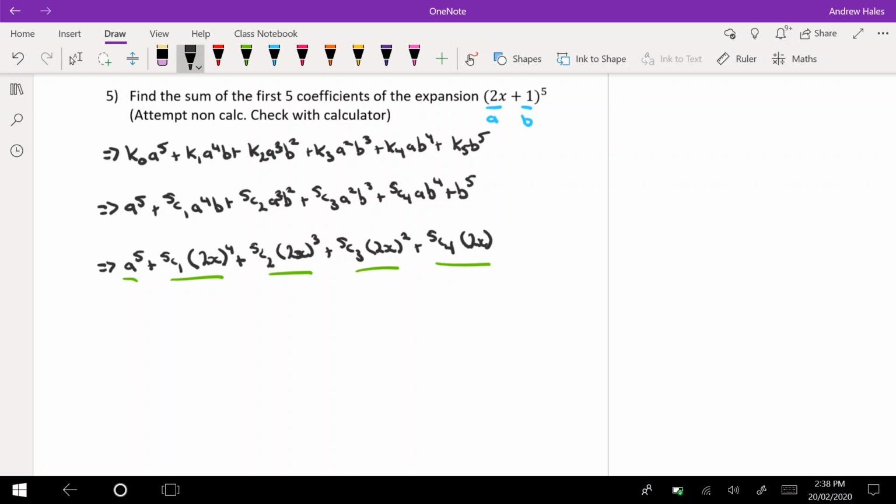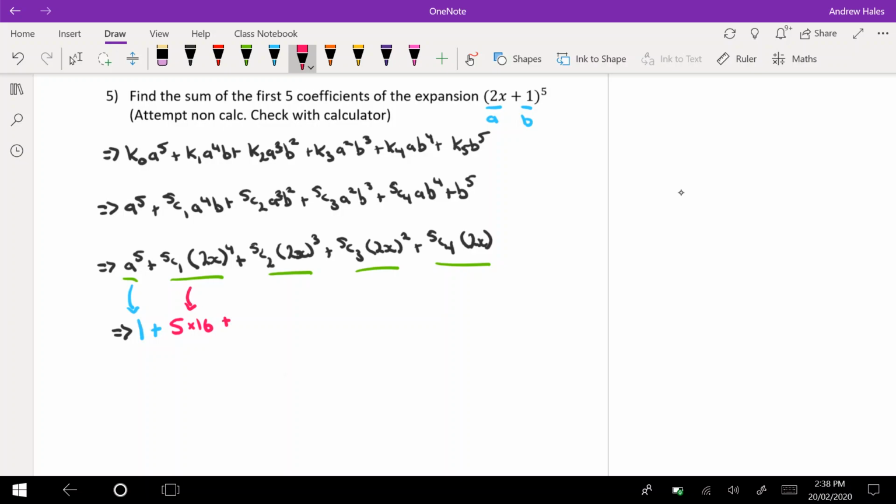Now we have to try and figure out the coefficients of all of them. Luckily enough, the coefficient of that first one is just the number 1. So it's going to be 1, plus, well, what's my next one? 5c1 is 5. 2 to the power of 4. 2 times 2 is 4, times 2 is 8, times 2 is 16. So that is 5 times 16.